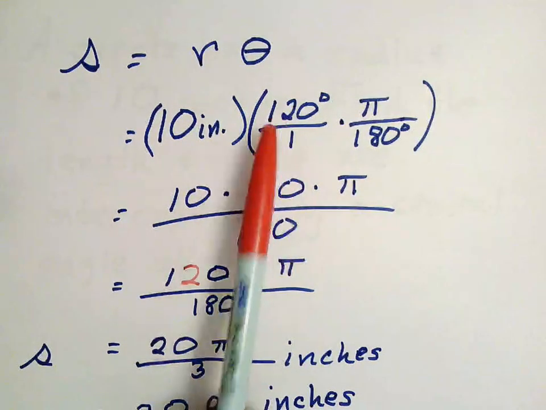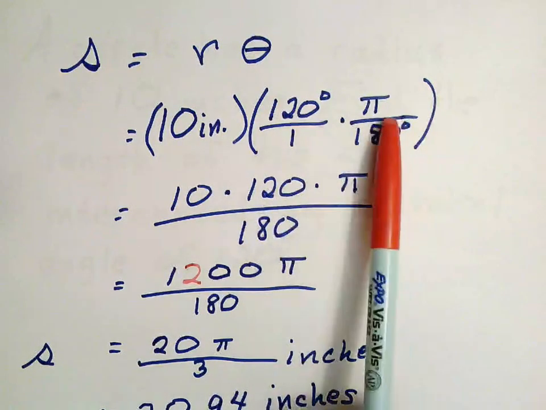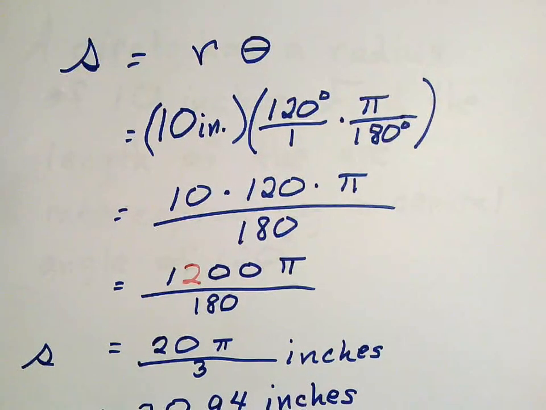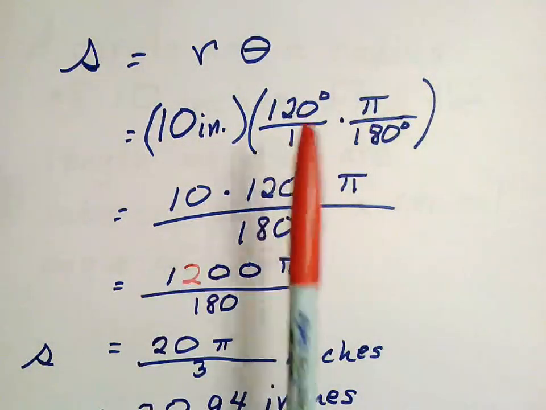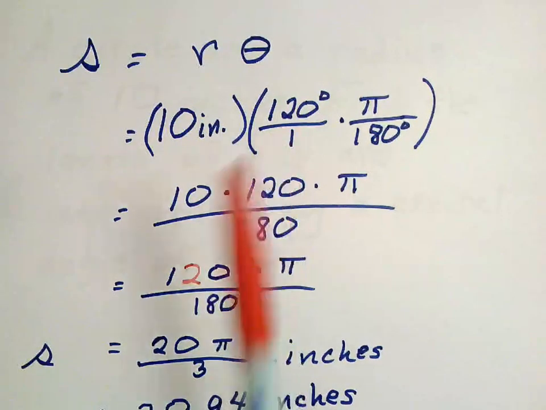And the theta was not in radians, it was in degrees, so we had to multiply by the conversion factor. If the angle is already in radians, like 2 pi over 5 radians or 6 pi over 9 radians, then you don't have to multiply by this. You only use this conversion factor if the angle is given in degrees.